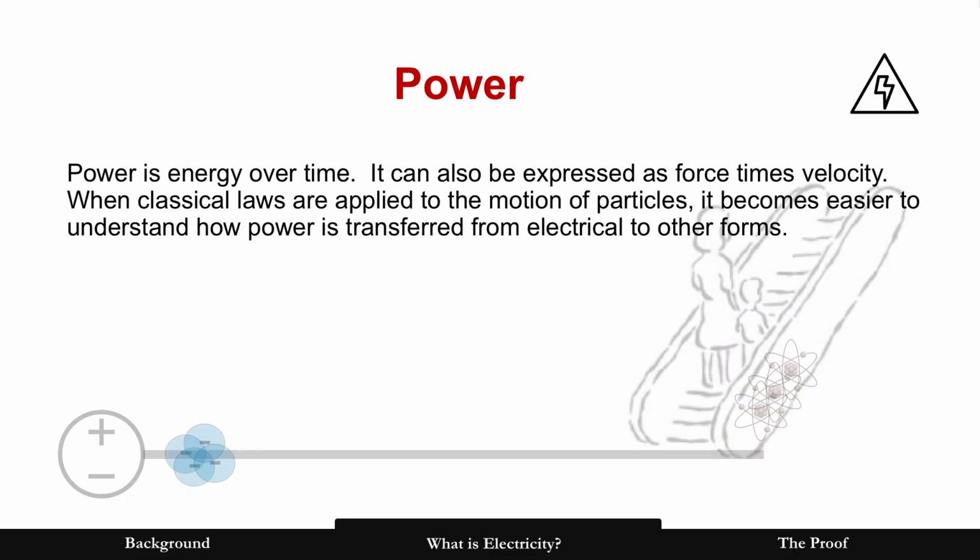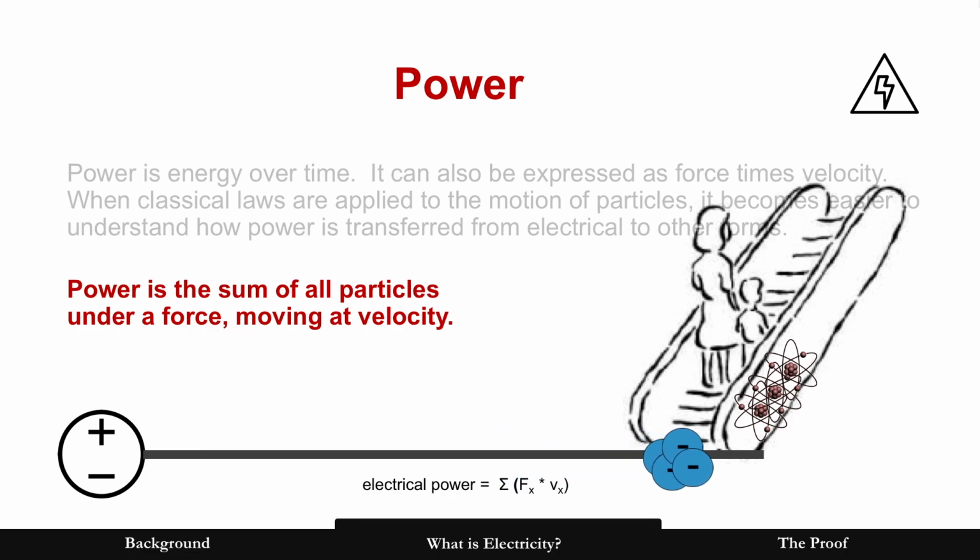Now, power. Power is energy over time. It can also be expressed as force times velocity. When the classical laws are applied to the motion particles, it becomes much easier to understand how power is transferred like this, because the power is the sum of all particles under a force moving at velocity.